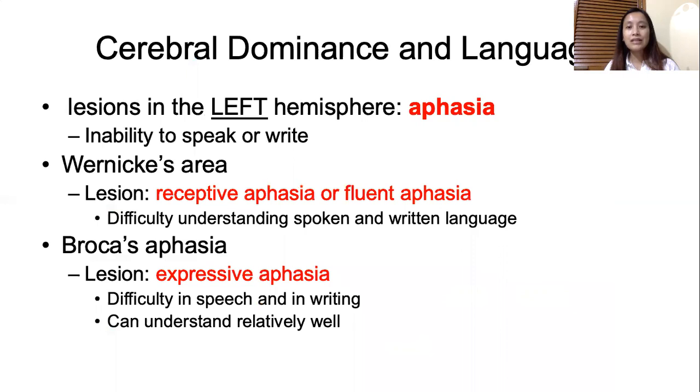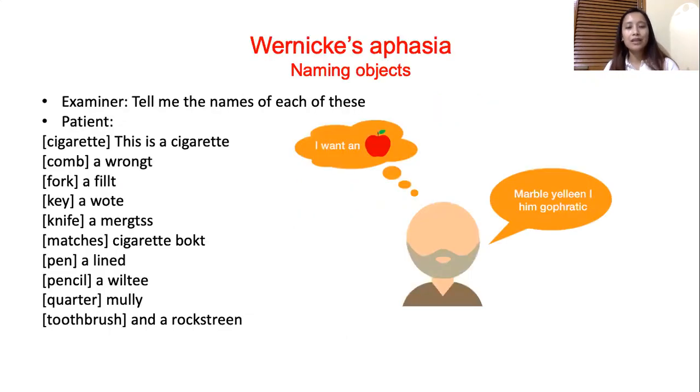If there are any lesions in the left hemisphere, patients develop aphasia, an inability to speak or write. These patients present as either unable to produce speech or unable to understand speech. If Wernicke's area is affected, patients have receptive or fluent aphasia. They can speak, but they cannot understand spoken or written language. If a lesion affects Broca's area, they have expressive aphasia. They cannot talk, but they can understand you. They can follow commands, but they cannot answer fluently.